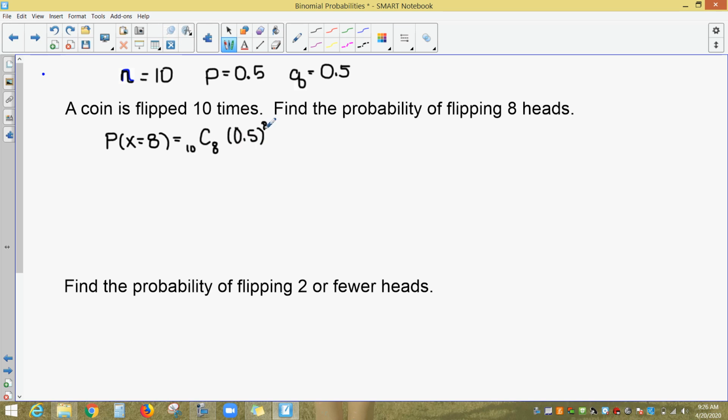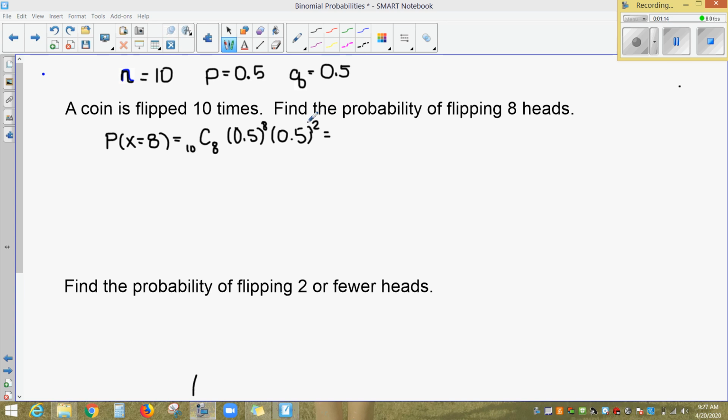0.5 will be to the 8th power, that's my p, and my q will also be... Alright, my hands and my eyes and my mouth aren't working today. This should be the 2nd power. 8 heads, 2 tails. This needs to add up to 10. Okay, when we type that into our calculator, we get 0.044.